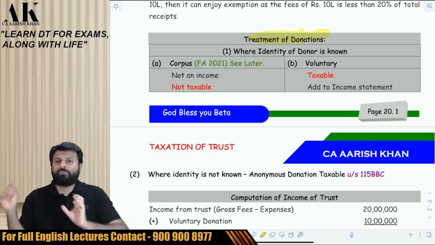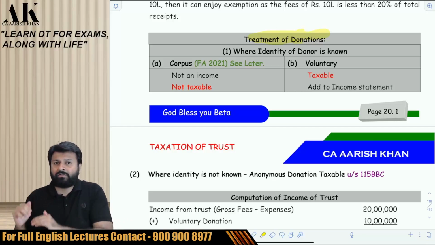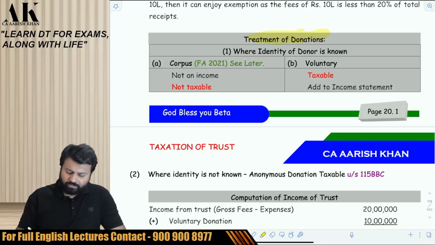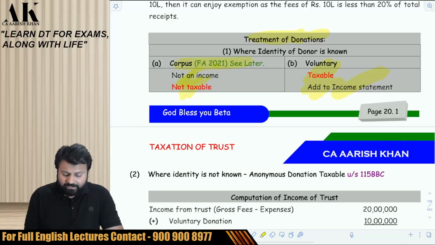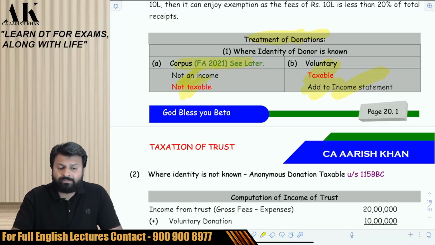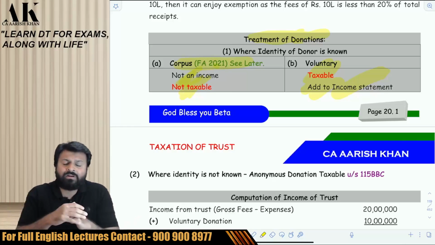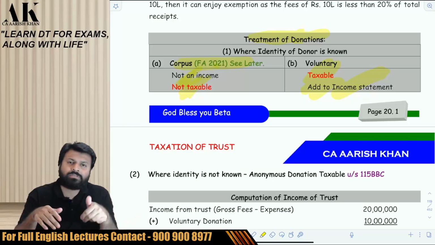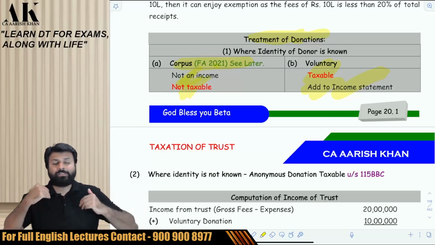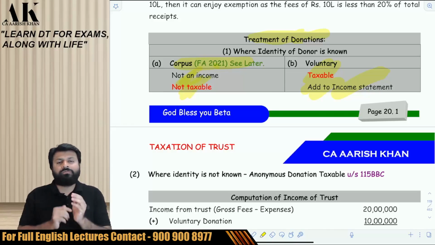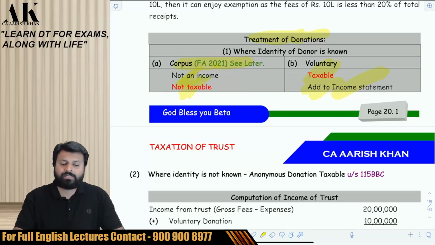So in that also, the voluntary donation which is received from the donor is absolutely taxable. As you can see over here, you have to add it to your income statement. But the corpus donation which you receive is not taxable. It is not an income, but there is some amendment which is made by Finance Act 2021, which we will see in some time. So let us conclude for now that voluntary donation will be added to income statement because it is taxable, and corpus donation will not be added because it is not taxable. But for corpus donation, we need to see some kind of amendment made by Finance Act 2021.